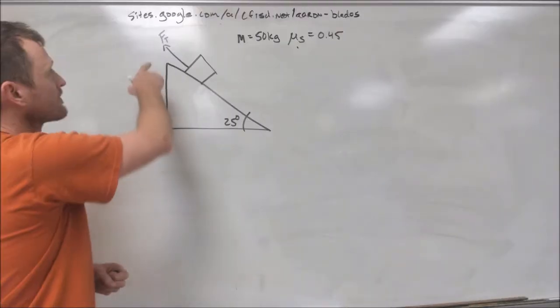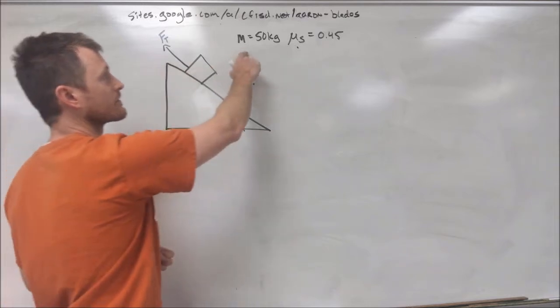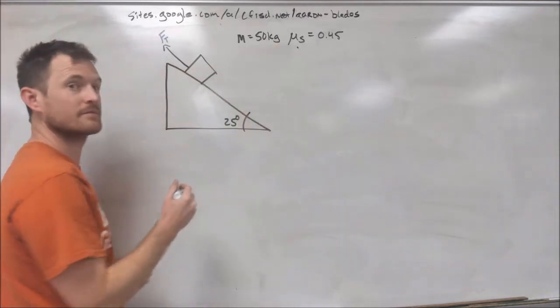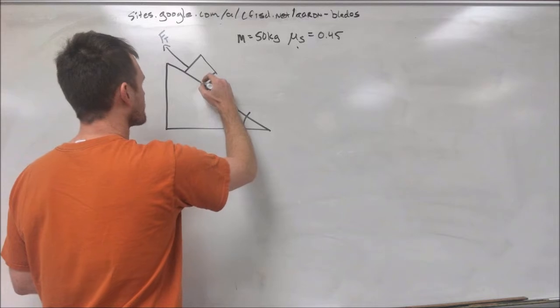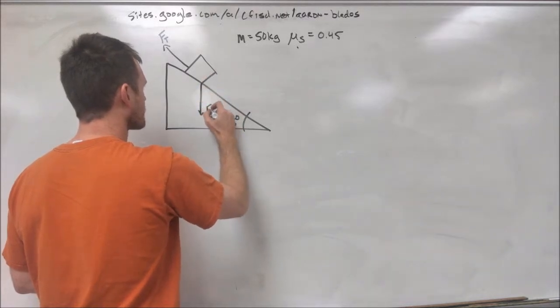Today we're going to be doing a force problem including an angle and a coefficient of friction, so let's get started. You can see I've already drawn part of my free body diagram. I've also included my mass, my mu s, and my angle. Let's continue with our free body diagram.